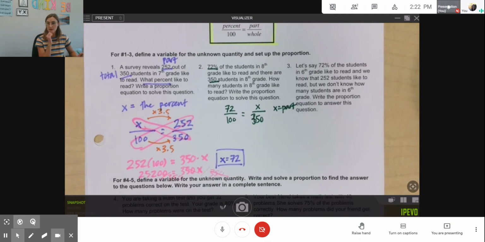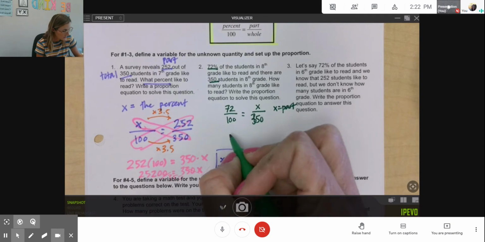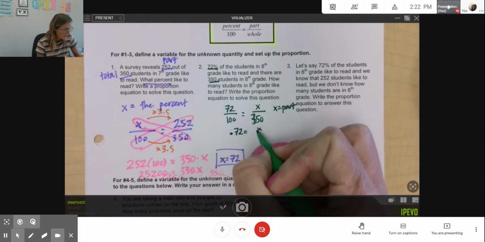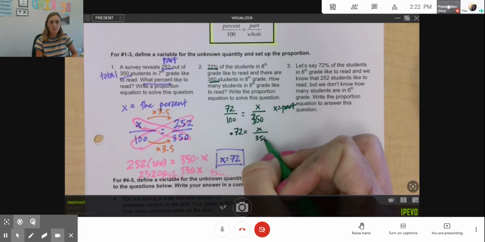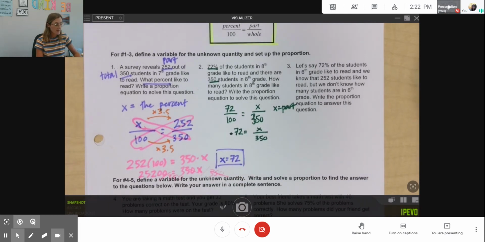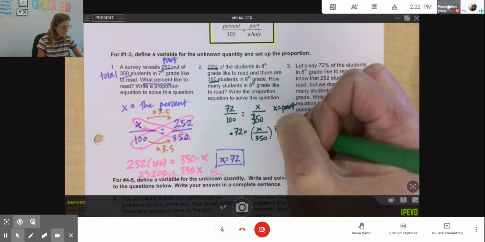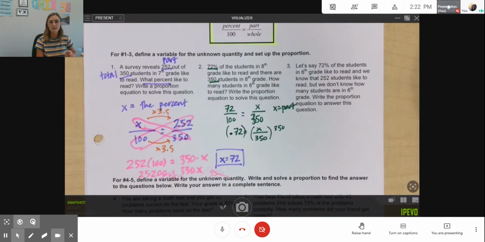And you could do this in a couple ways. You could say, okay, well, 72 divided by 100 is going to get me 0.72, and then x over 350. In order to get x alone, I want to get rid of that 350 in the denominator. So I'm going to multiply both sides by 350.